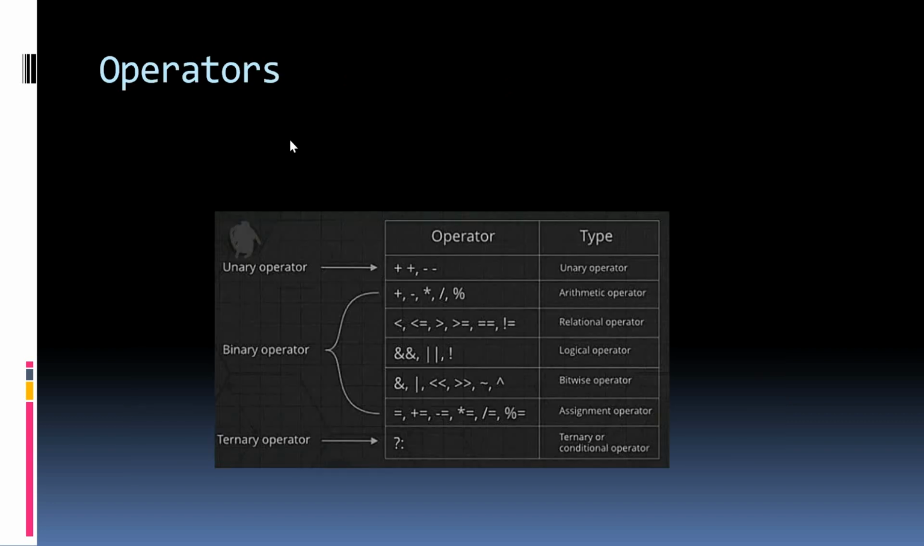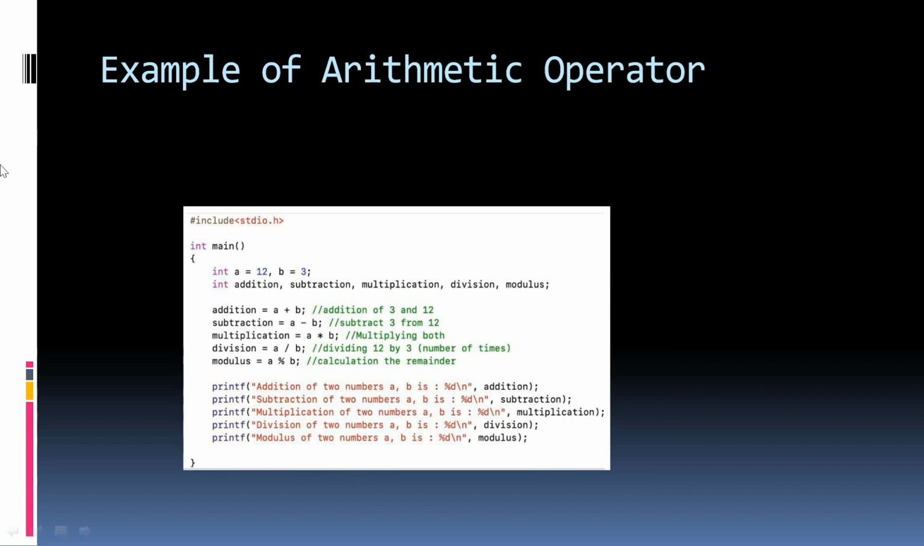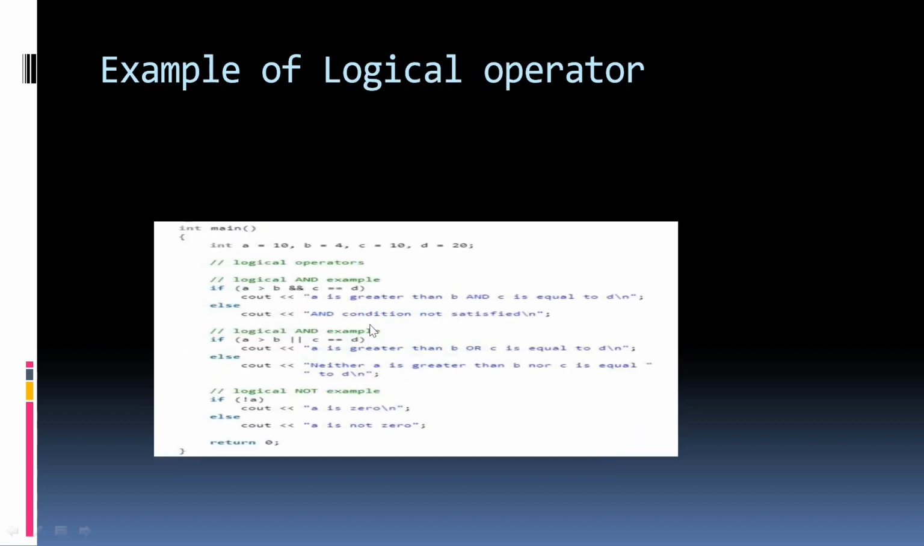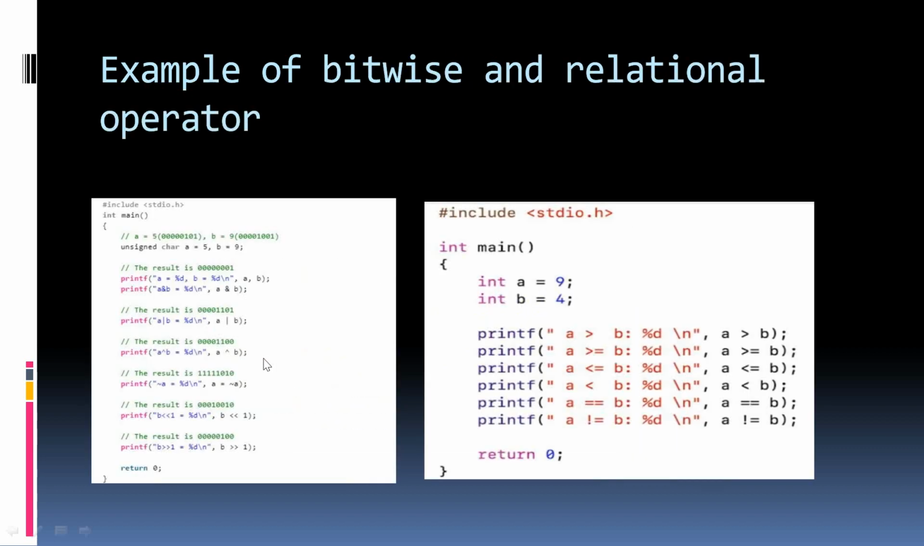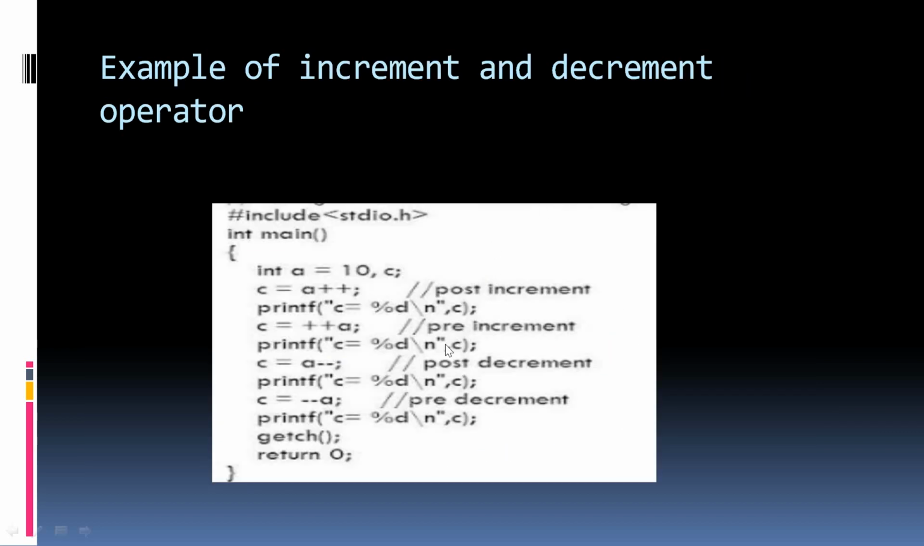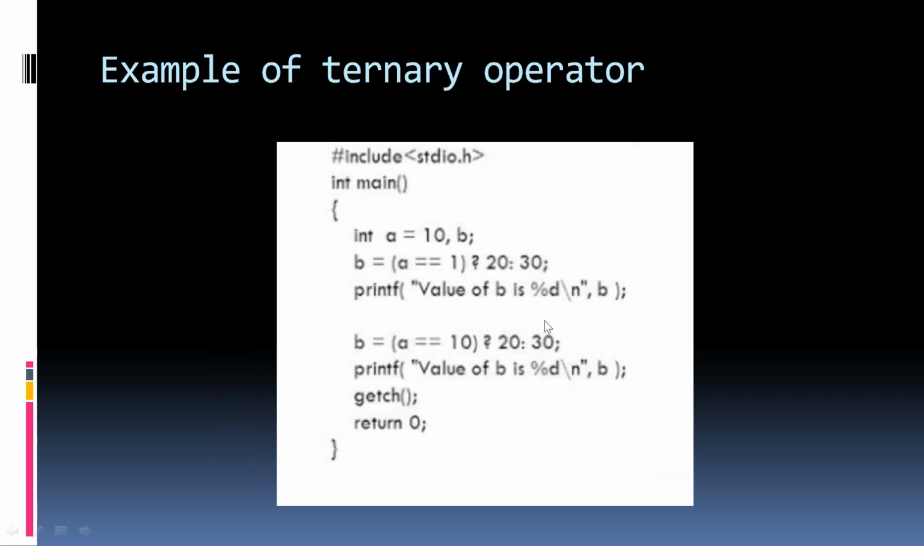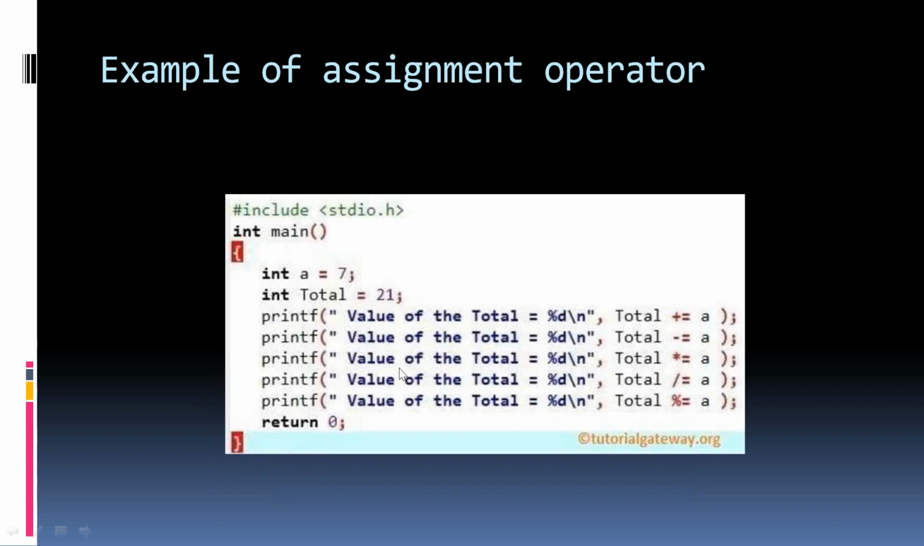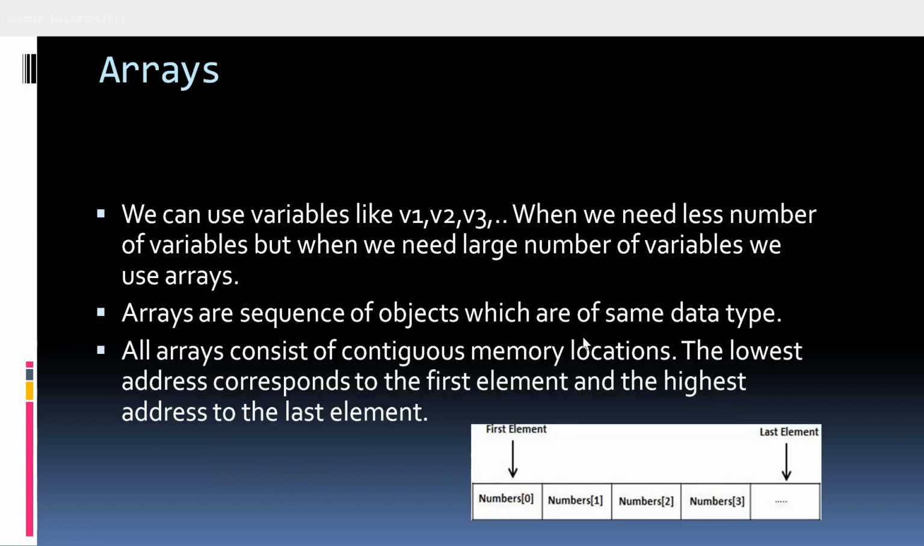Next, there are operators, in which there are arithmetic operator, relational operator, logical operator, bitwise, assignment, ternary. All these are operators. Here is an example of arithmetic operators, example of logical operator, example of bitwise and relational operator, and this is an example of increment and decrement operator, ternary operator, example of assignment operator.